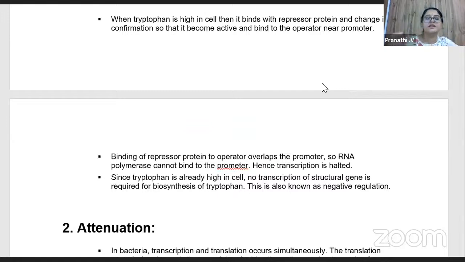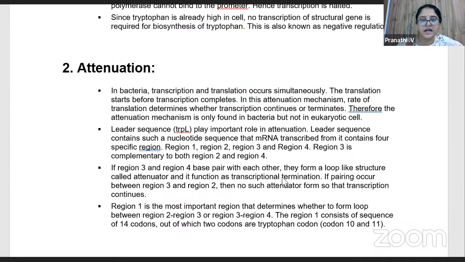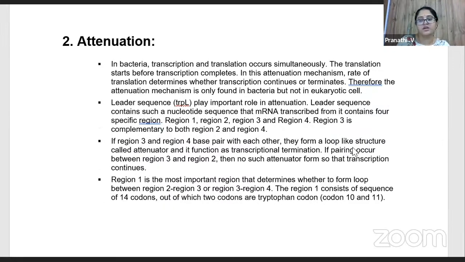So the repressor binds to the operator. The promoter is also getting overlapped, so RNA polymerase cannot come and bind to the promoter region, because of which transcription is halted. And attenuation again occurs in the case of bacteria, where transcription and translation both occur at the same time. As soon as transcription is over, that part is being translated. So attenuation is found only in bacteria but not in the eukaryotic cell.